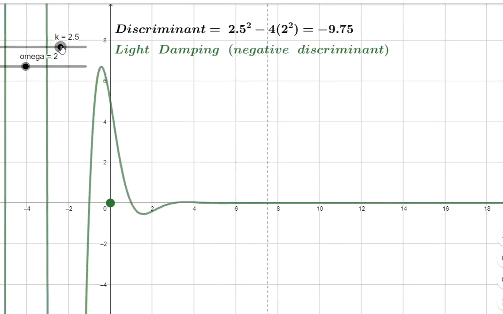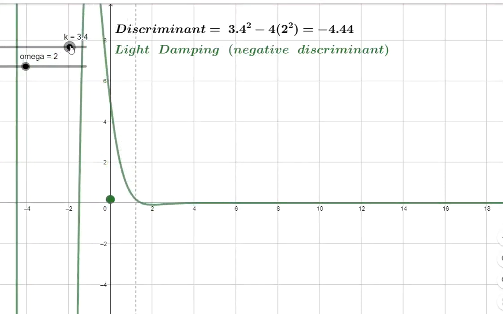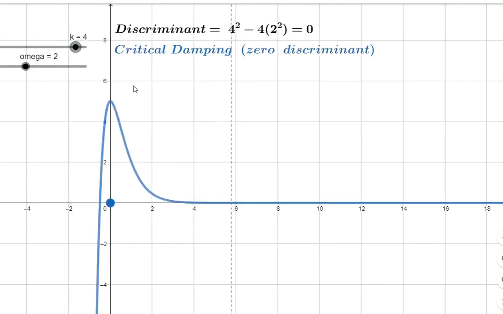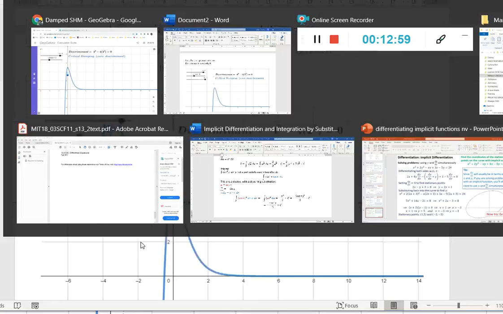However, if we can get K equal to the sweet spot, exactly twice the size of omega at 4, we get critical damping. This reduces the amplitude as quickly as possible to the equilibrium position, but it doesn't reduce it so quickly that it overshoots on the other side. So this will shoot down towards the 0 mark and then get closer and closer to it without going beyond it. And this is why it's the sweet spot that engineers are usually looking for.